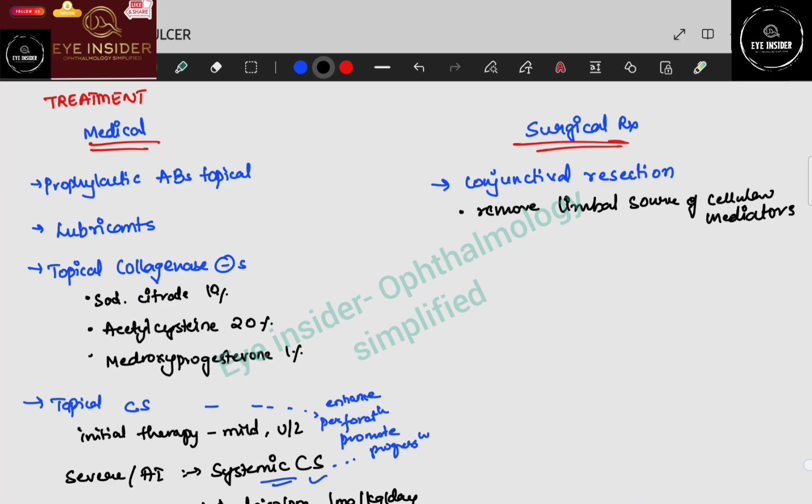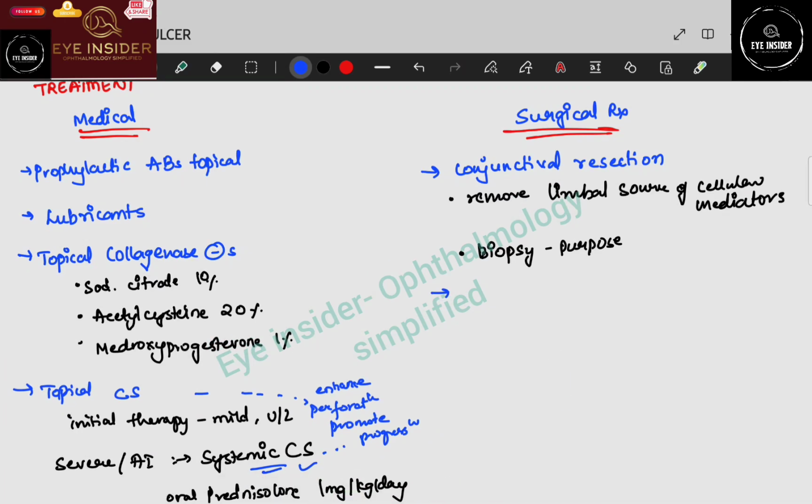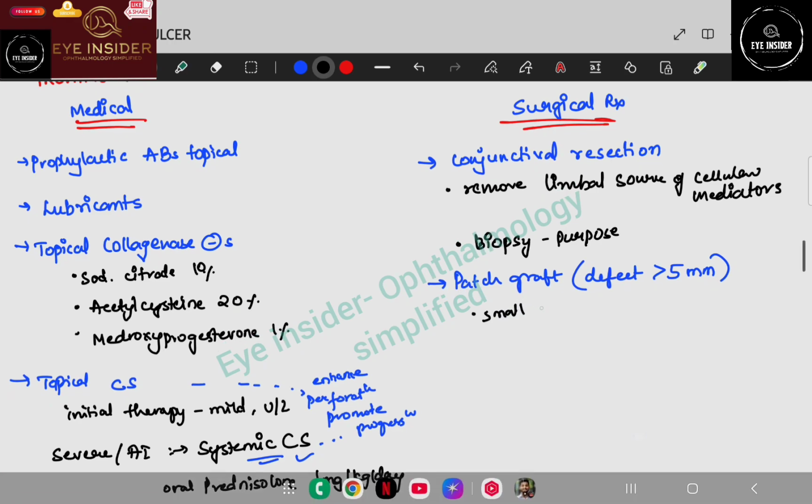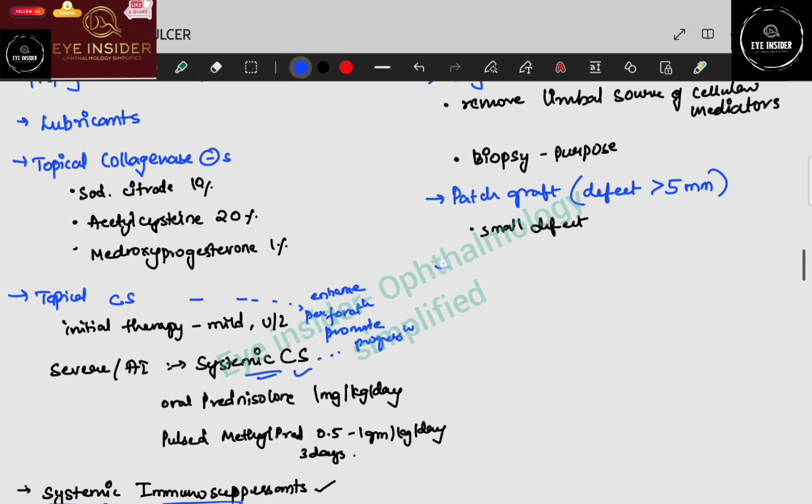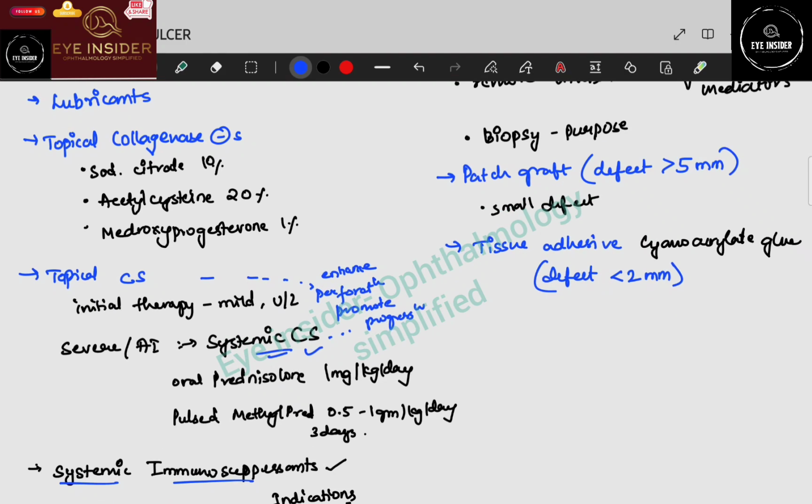Okay. Then in case of perforation or impending perforation, we have to perform a patch graft if the defect is large, that is, more than 5 mm. In case of small defects which are less than 2 mm, we have to give tissue adhesive such as cyanoacrylate glue. The defect is less than 2 mm. Okay. Then the patch graft can be done, commonly with amniotic membrane graft.